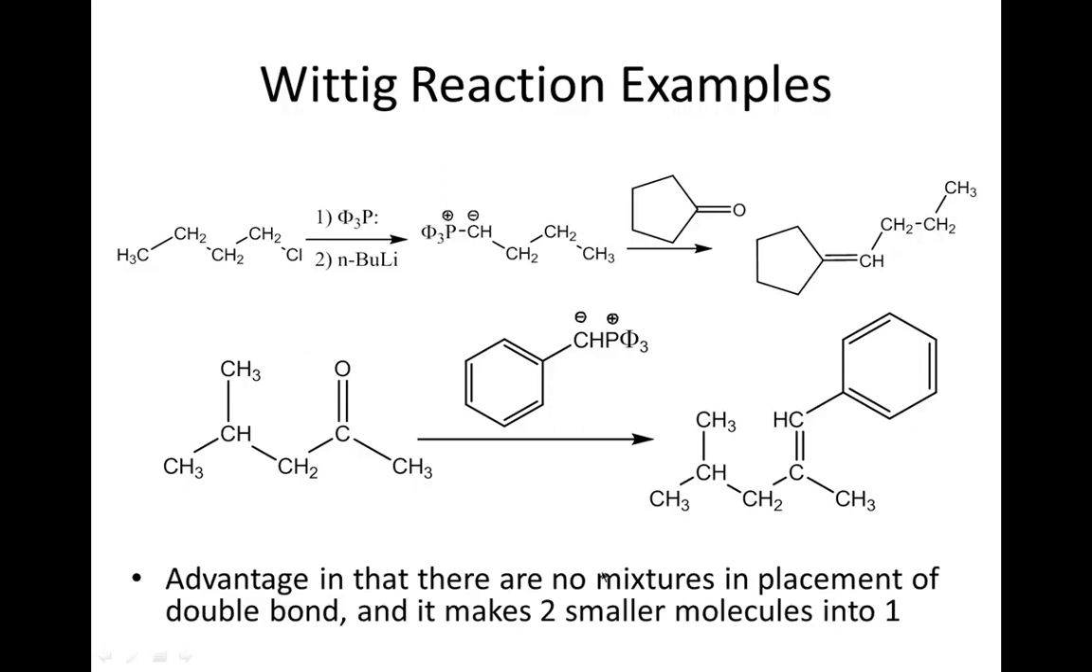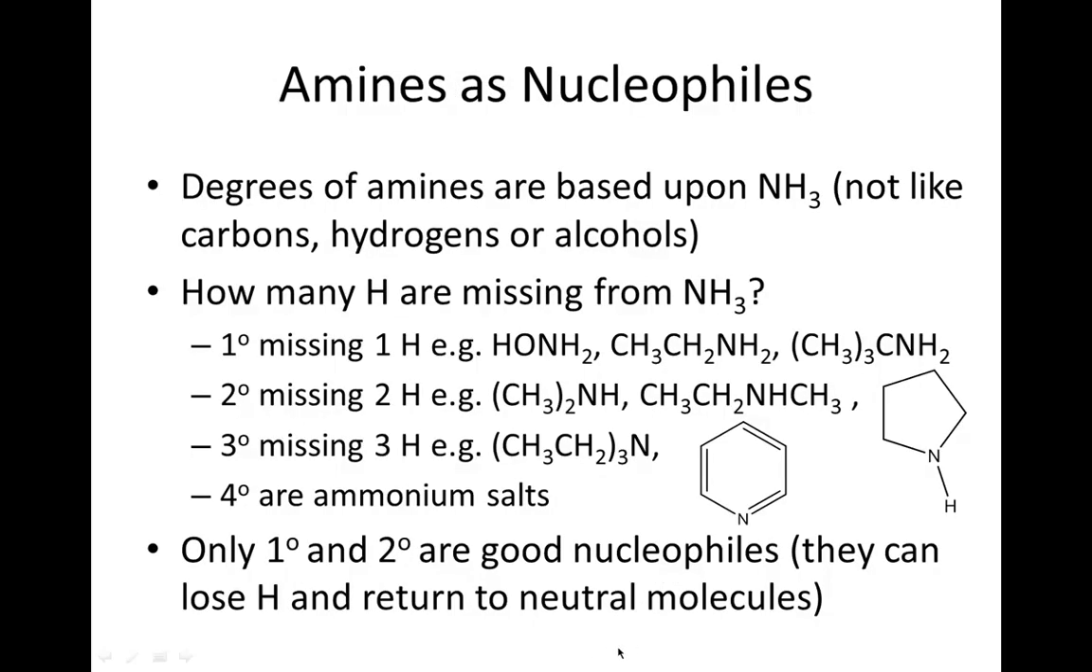So here again, just sort of summarizing. We know exactly where the double bond is going to be, and we're going to make bigger alkenes from two smaller pieces. Okay, so let's shift now to amines as nucleophiles.